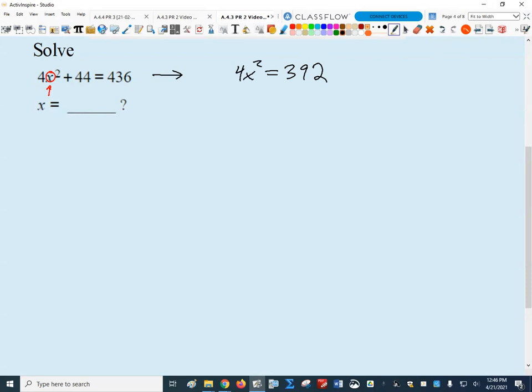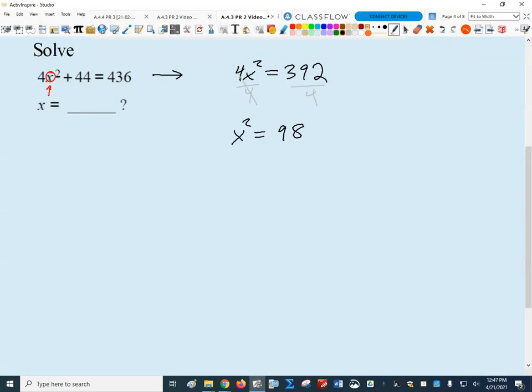What's next? Okay, divide by 4, right? I'm just working my way up PEMDAS, inverse operations. So we divide both sides by 4 and we get x squared equals 98. Now what? Okay. So now we get to the exponent and we have to square root both sides, right? That's how we undo the exponent.